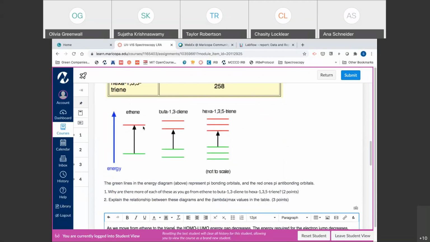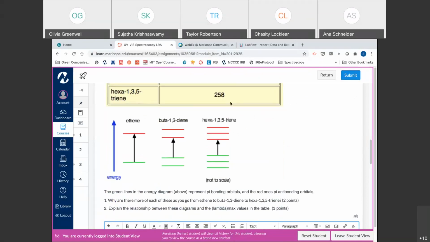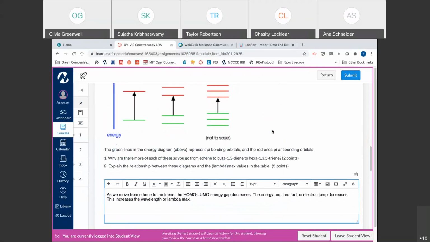So that's your HOMO-LUMO gap. More conjugation in the triene means this gap reduces and the wavelength increases. Okay.